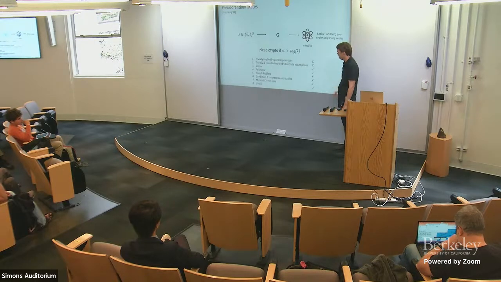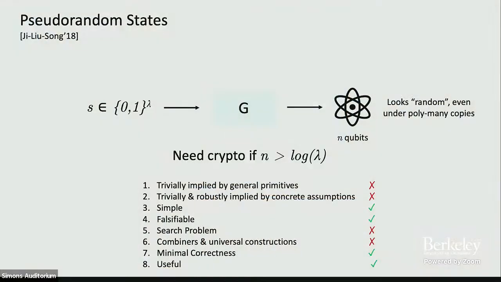A search problem it fails. It's a decision problem. Combiners and universal constructions, we have no idea. And in fact, it's not even known how to go between pseudorandom states of different output lengths. Correctness requirements, we're kind of in the same domain as PRGs here. There's one correctness requirement, which is unique to expanding.